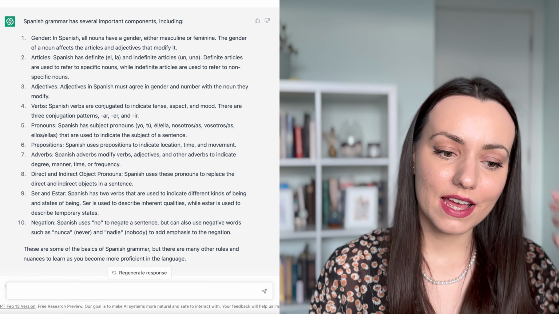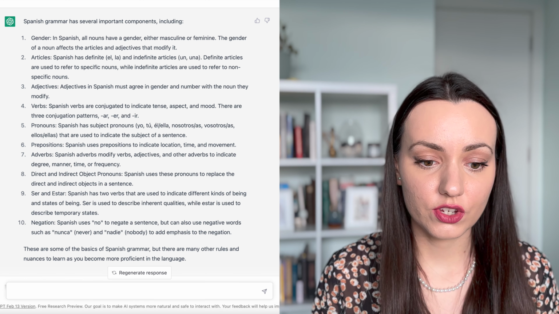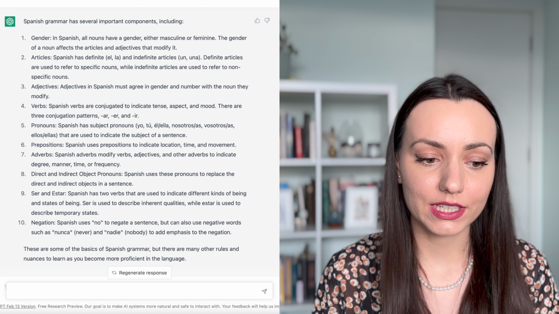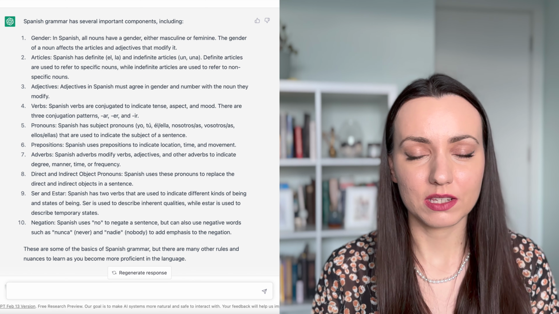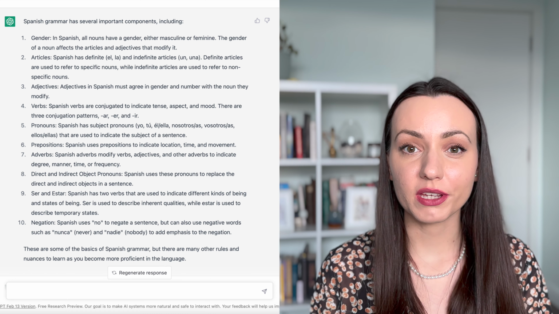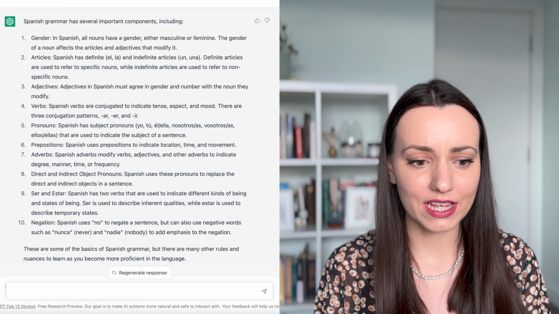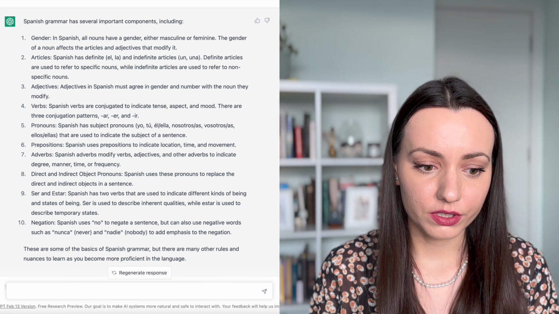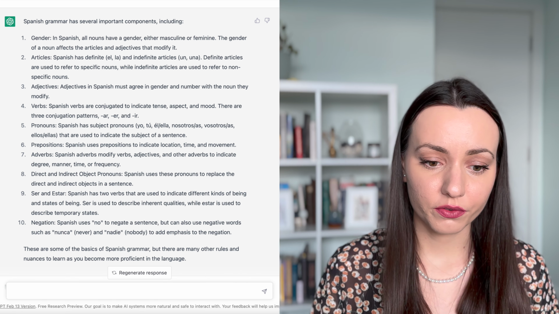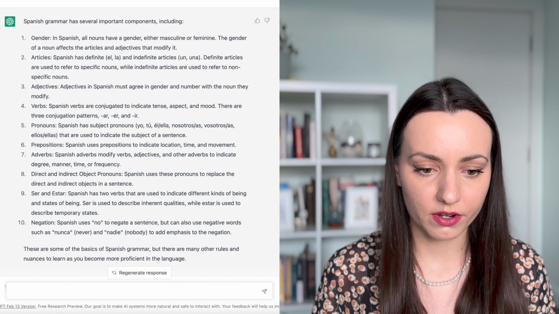So next it says that adjectives in Spanish must agree in gender and number with the noun they modify. Yeah, that's fine. Doesn't explain how, but this is just a summary of the main grammar points, so it's okay. I'm okay unless it's something incomplete, like the previous statement. Then it tells you, verbs are conjugated to indicate different tenses, there's different conjugations, etc. Fine.